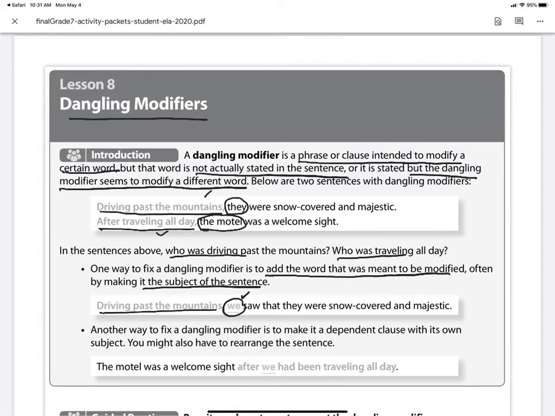The next one is to make it a dependent clause with its own subject. Look at this one. The sentence was rearranged. The motel was a welcome sight after we had been traveling all day.